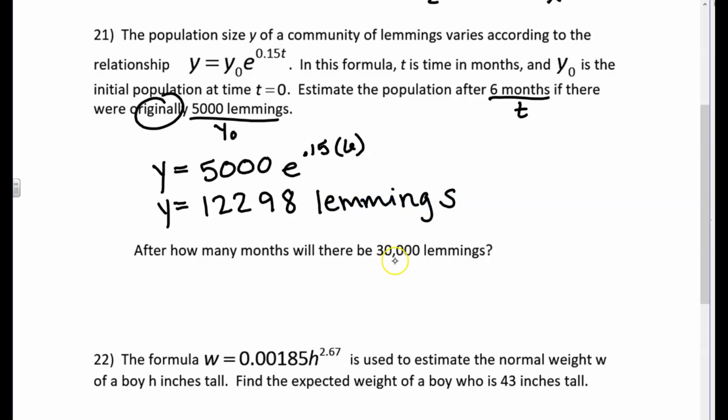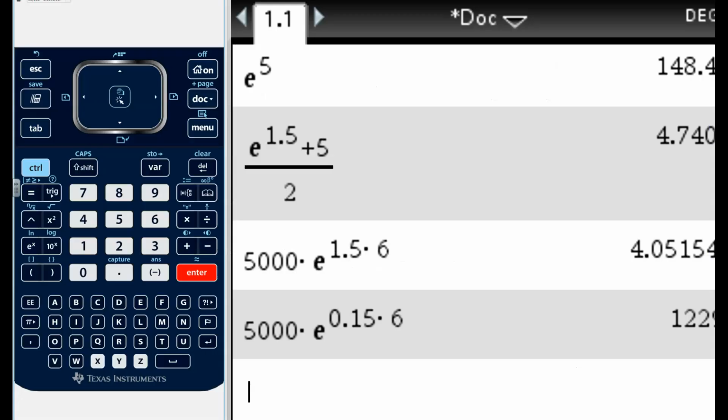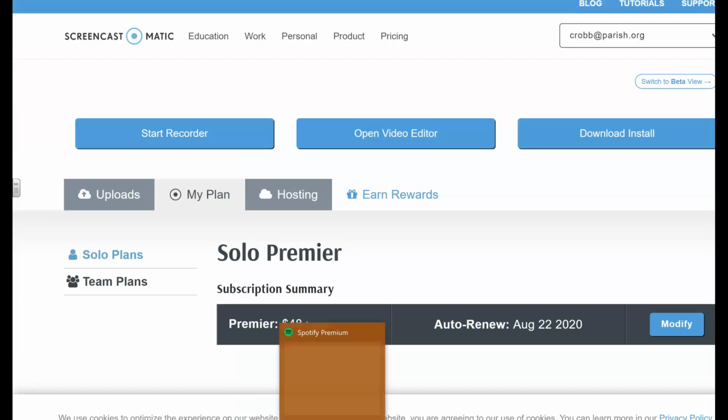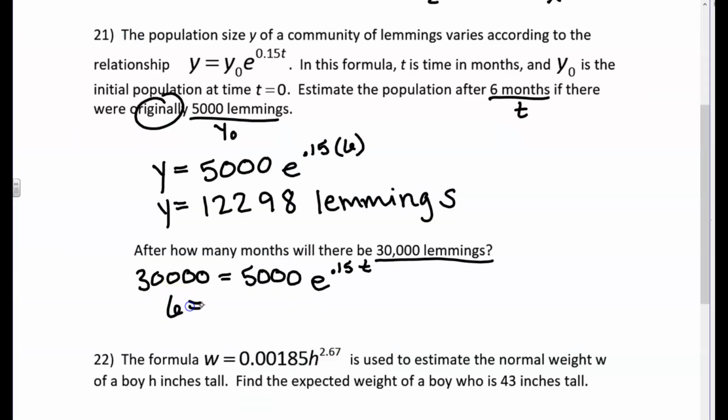Now, after how many months will there be 3,000 lemmings? So now t is my missing value. I have 30,000 as my new y, we still have your 5,000 over here, and then e to the 0.15 t is now what's missing. I'm going to divide both sides by 5,000. When I do 30,000 divided by 5,000, we get 6. So I have 6 equals e to the 0.15 t.